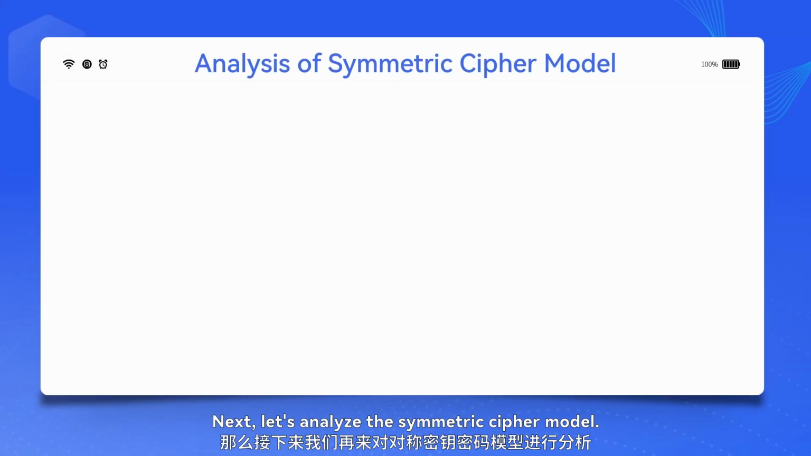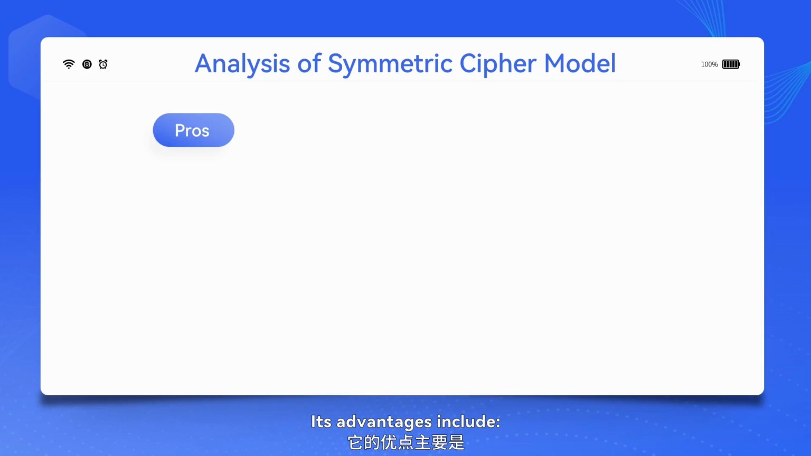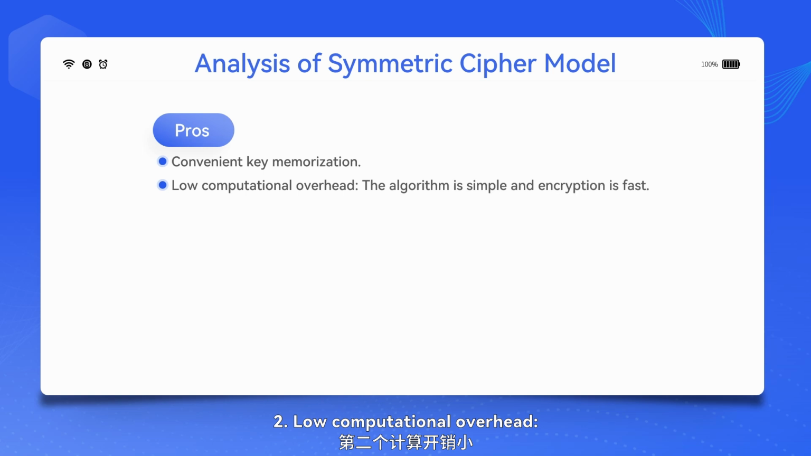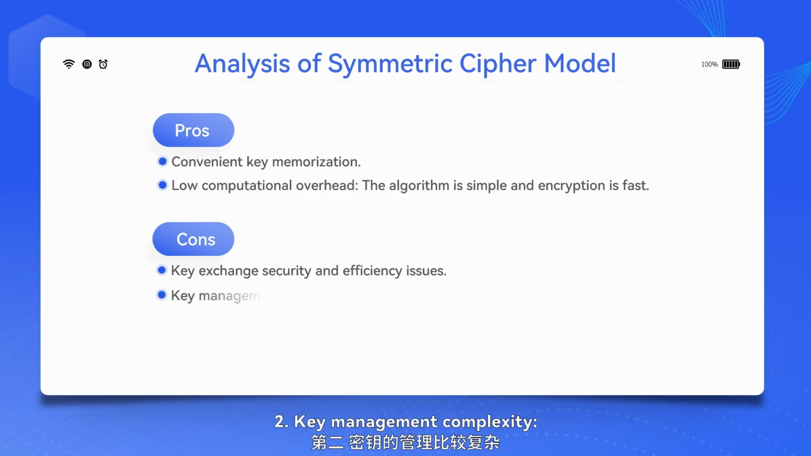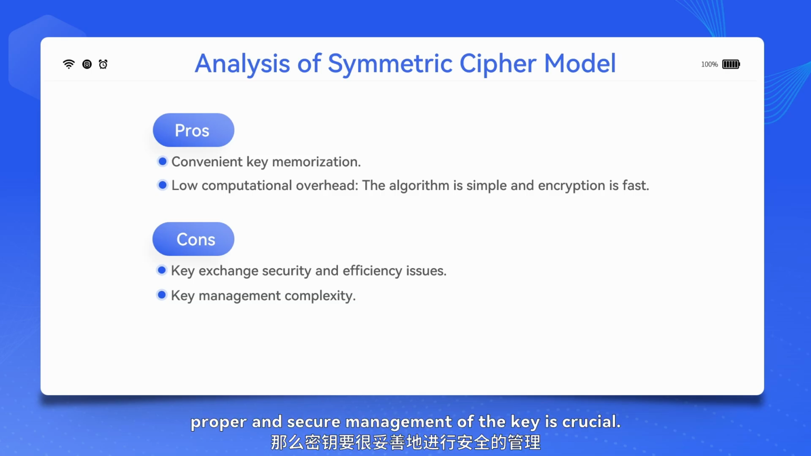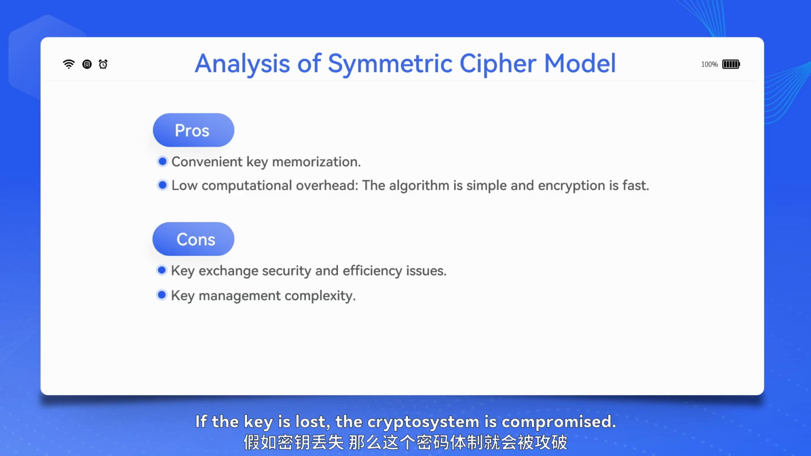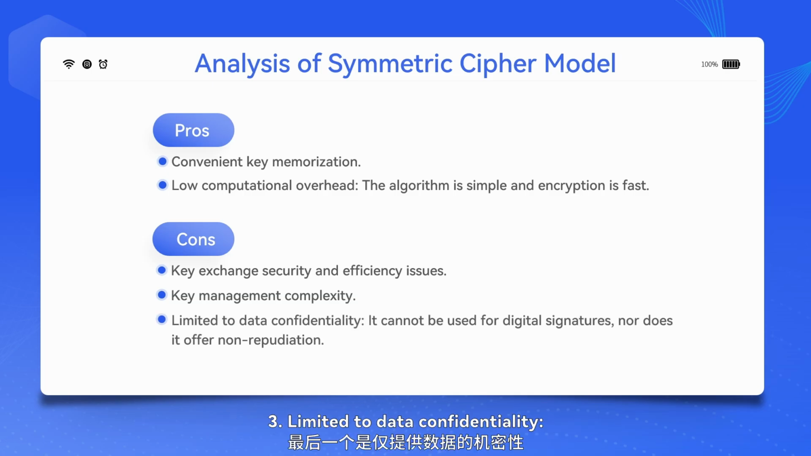Next, let's analyze the symmetric cipher model. Its advantages include 1. Convenient key memorization. 2. Low computational overhead. The algorithm is simple and encryption is fast. Its disadvantages include 1. Key exchange security and efficiency issues. 2. Key management complexity. Since it uses symmetric keys, proper and secure management of the key is crucial. If the key is lost, the cryptosystem is compromised. 3. Limited to data confidentiality. It cannot be used for digital signatures, nor does it offer non-repudiation.